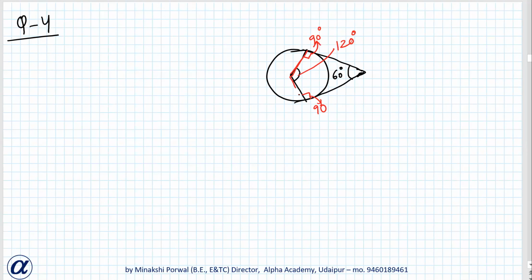This is a quadrilateral. So the sum of all 4 angles of a quadrilateral is 360. This is 90. This is 90. This is 60. Then this will be 120. Okay, means basically these both are forming 180, so these both will also form 180. Okay, so this angle is 120.